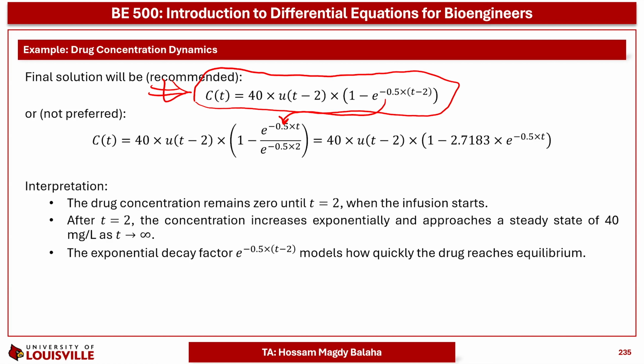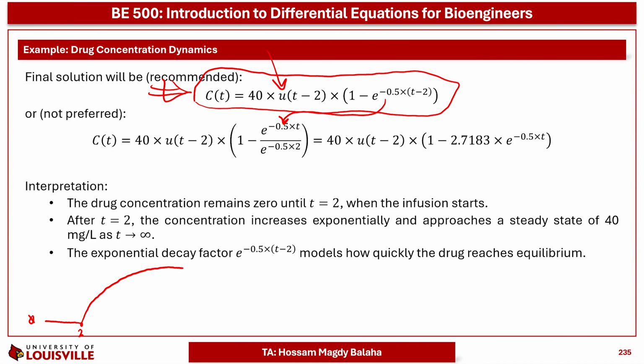Simply, the unit step here, or when you find something like that, this means that you have two parts. The first part is before the value of a, which is before the value of 2, and the second is after the value of 2. So before the value of 2, the output will be 0. So the drug concentration will remain 0 until you reach t equals 2. And this is the meaning of the delay. There is a delay by a value of a. After that, the progress will start. So after t equals 2, the concentration increases exponentially and approaches a maximum value. So it will start to increase until it reaches a maximum value.